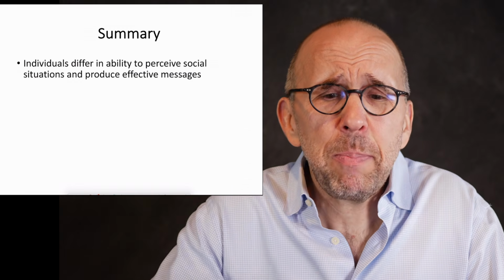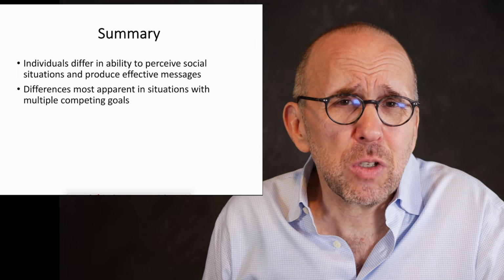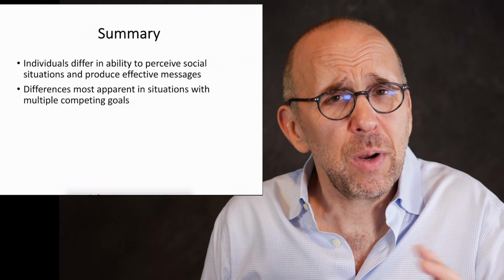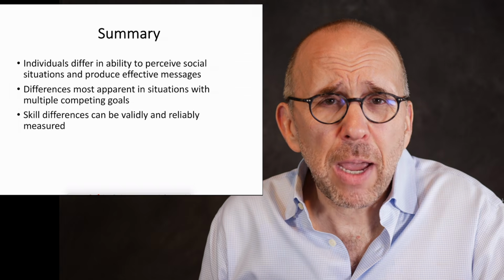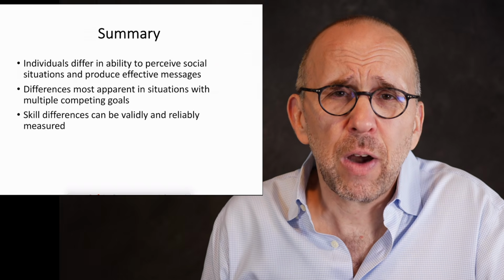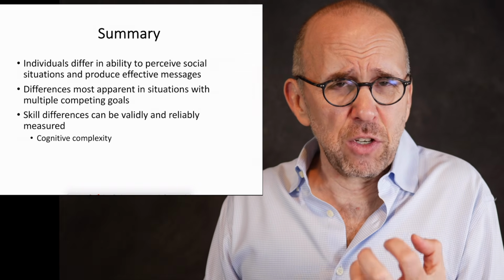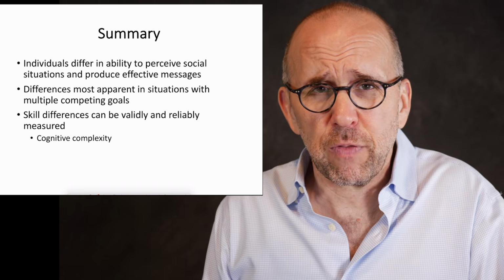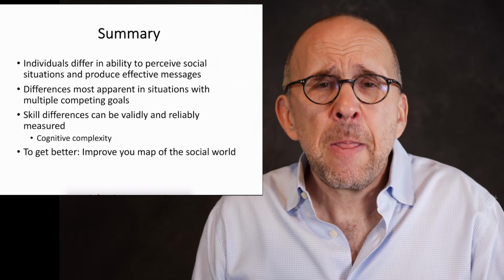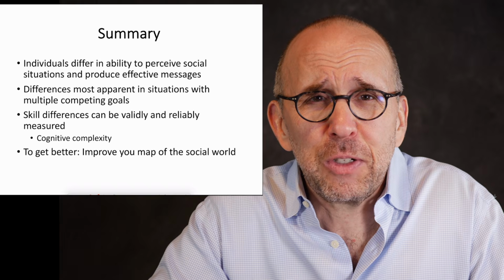So this is a summary. People differ in their ability to perceive social situations and produce effective messages. These differences are most apparent in difficult situations, and we want to be good at difficult situations. This is when the stakes are highest, when it makes the biggest difference for our lives. You can measure these differences reliably, and I told you about how to measure cognitive complexity. I linked in the description for how to go to a survey and measure it in yourself or friends and family. The underlying foundational capability is called cognitive complexity, and it refers to the number of dimensions we have for representing other people in social situations. To get better, you have to improve your own map of the social world, and I gave you several tips for how to do that.